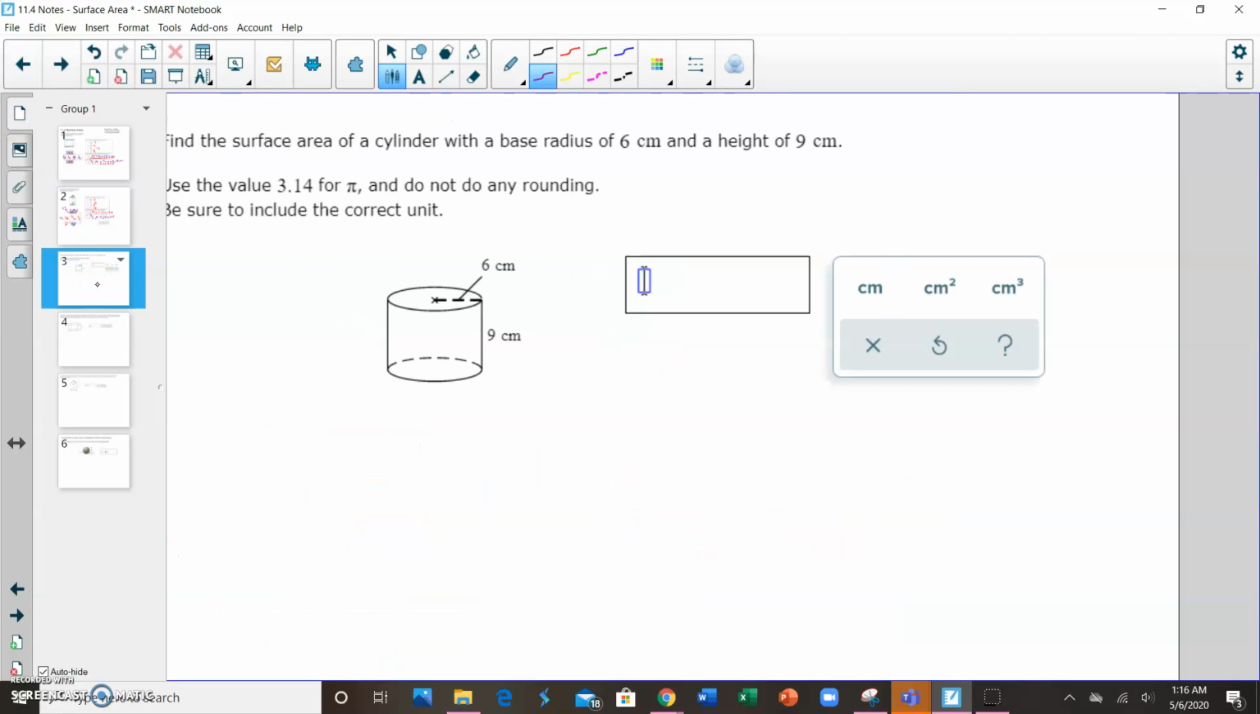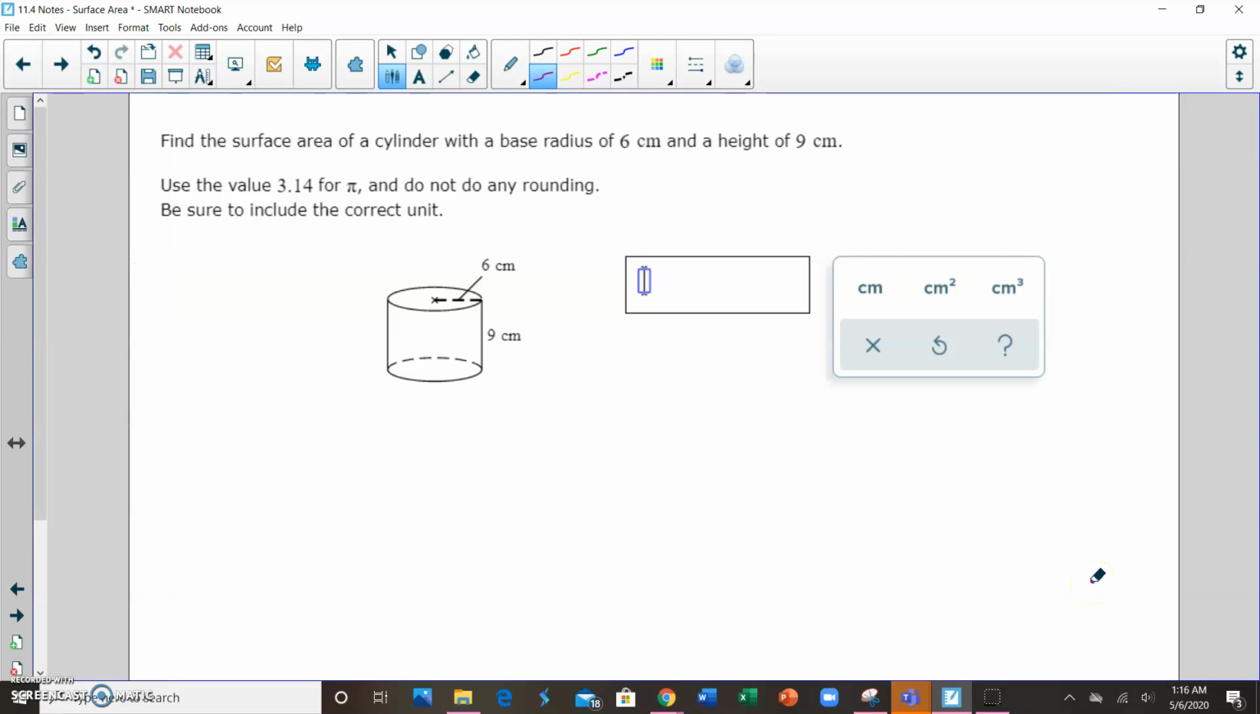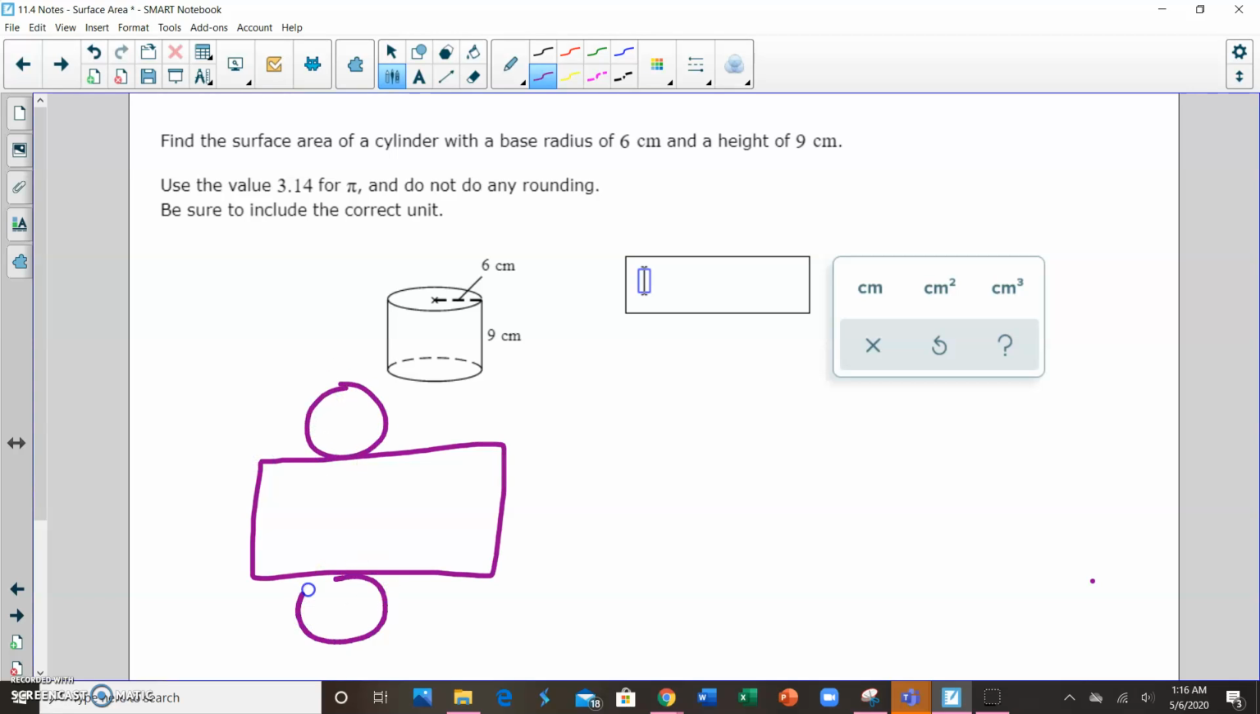Okay, the next one, cylinder. All right, this is called a cylinder. So if you do the net of a cylinder, if you think about the label of a soup can, it's actually the rectangle. And then you've got the top and the bottom. The top and the bottom are those two circles that match. Okay, it says find the surface area, so we're doing the whole thing. The lateral area would just be that rectangle part. And the top and bottom would be the two circles, but we're not doing lateral area, it says surface area, so we do the whole thing.